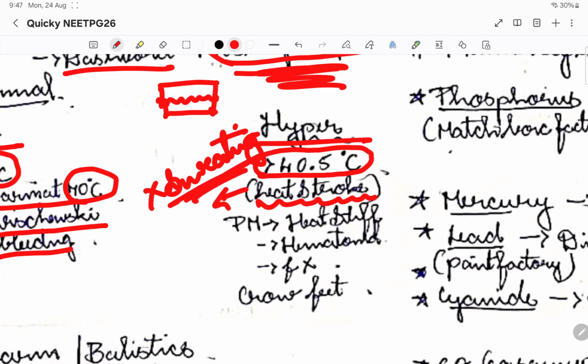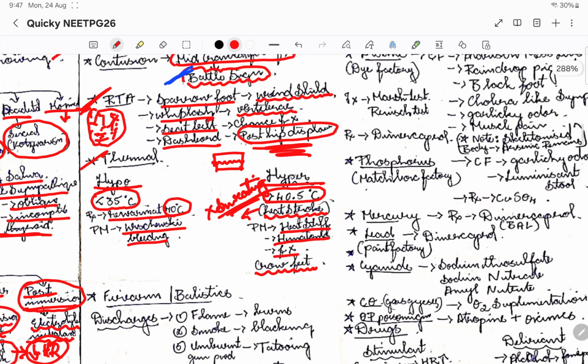Okay, so there is no sweating mechanism even though the heat is high. That is called heat stroke. The postmortem findings will be heat stiffness, because of protein degradation in the muscle. Heat stiffening happens, then hematomas will be there, then there will be fractures of the bone because of the heat. Then there might be crow feet. So this is the thing with respect to hyperthermia.